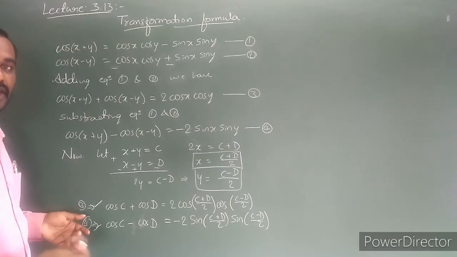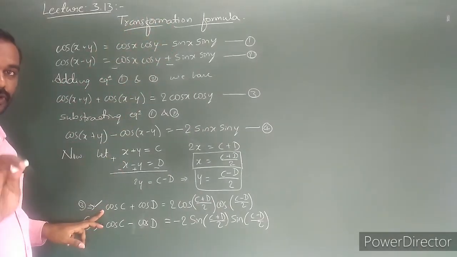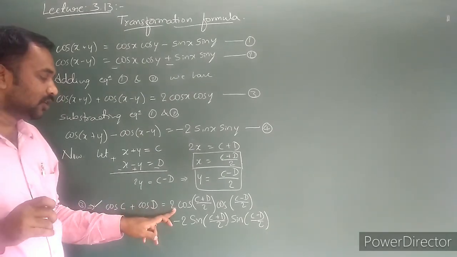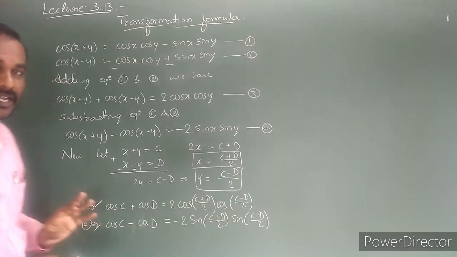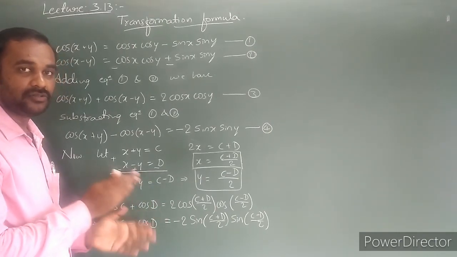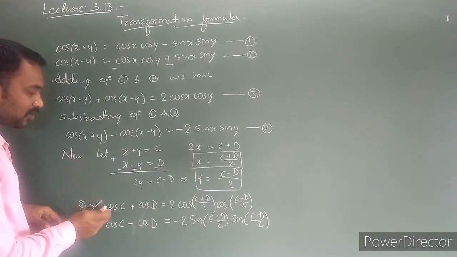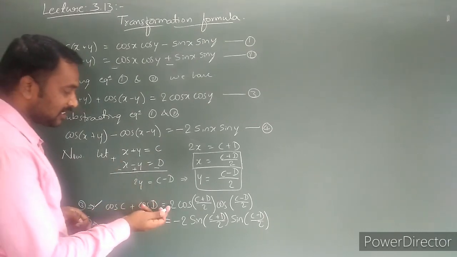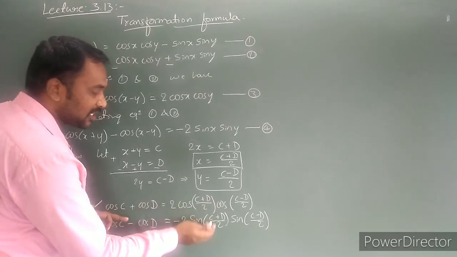Remaining two formulas are there. What are the transformation formulas? Out of the 4 formulas, the first one is cos c plus cos d is equal to 2 cos of c plus d by 2 into cos of c minus d by 2. We observe the left hand side and the right hand side, how the change happens. On the left hand side, angle c, angle d is there, cos is there, and the middle plus sign is there. Now observe the right hand side. Instead of the sum or difference, a product is there.